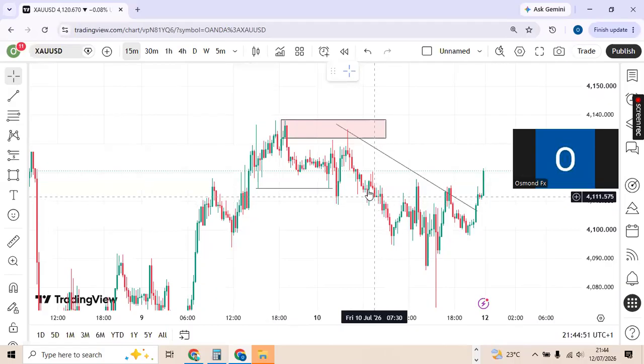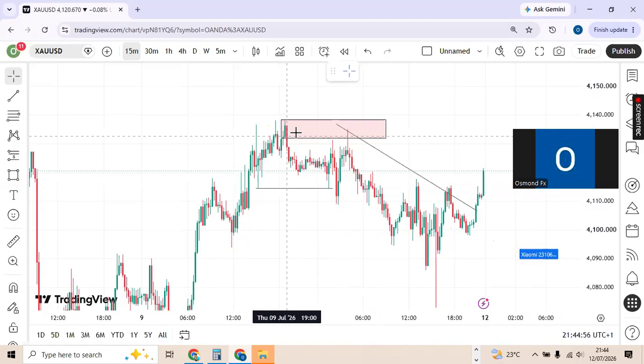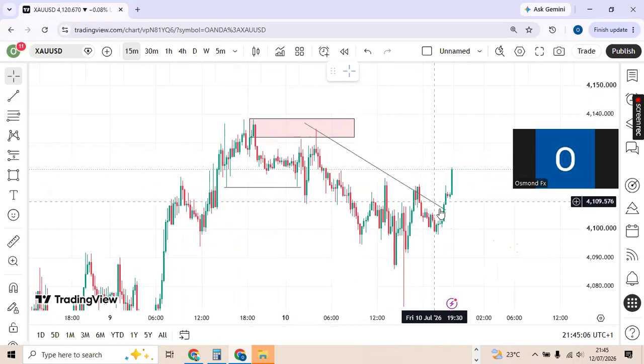All right. So you have to always be patient and wait for the market to tap on your order block or your supply or demand zones. Then wait for liquidity to sweep before you take the trade. All right. That is all.